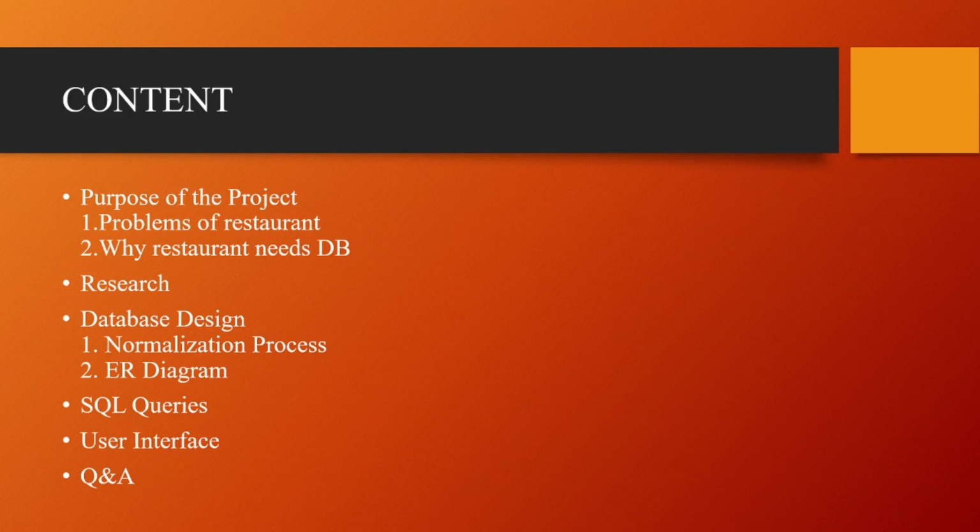While talking about our steps in designing the database, we will show you our normalization steps and the ER diagram. Finally, we will show you the SQL queries one by one that we use to embody the system. Then we will come to the end of the presentation after performing a few database operations in our user interface. Now, let's start with the problems with restaurants section.